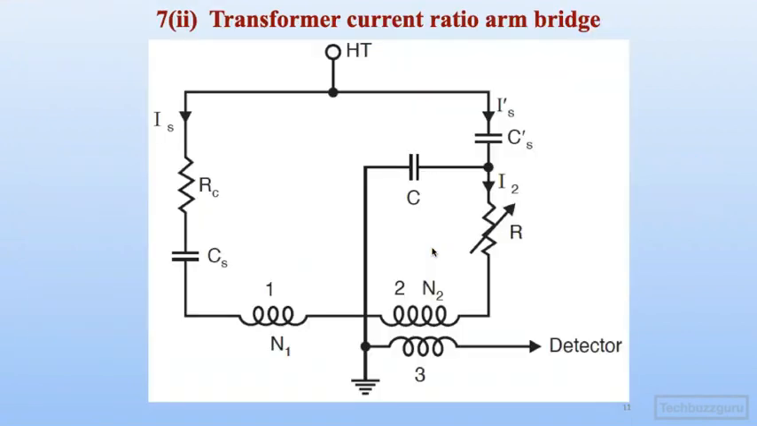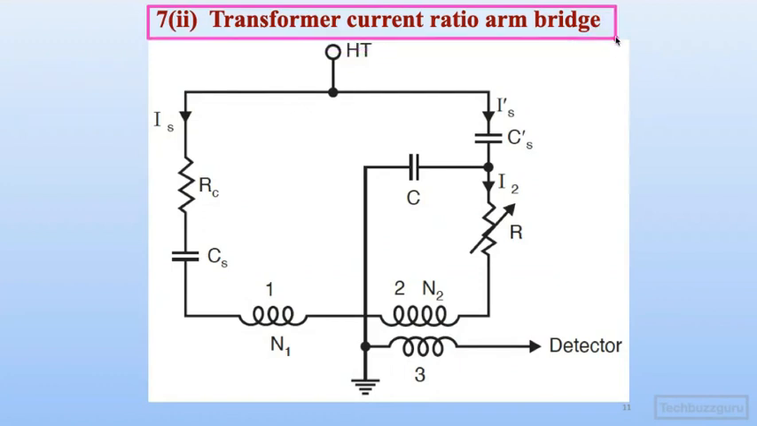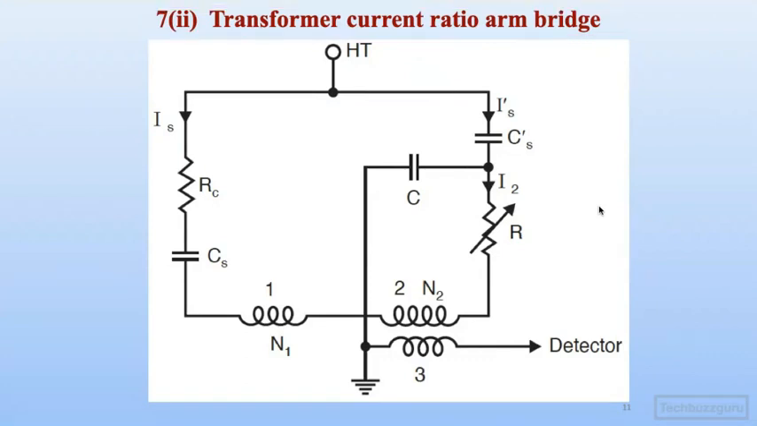Next is the transformer current ratio arm bridge. We are coming to the next topic. You can see that this is the second type of ratio arm bridge. It is mainly a current ratio arm bridge. We can either achieve balance in terms of transformer voltage ratio or in terms of transformer current ratio. Naturally, with current ratio, it depends upon the MMF turns that are getting formed, and they will be balanced accordingly in this particular discussion. So here you can see the circuit.